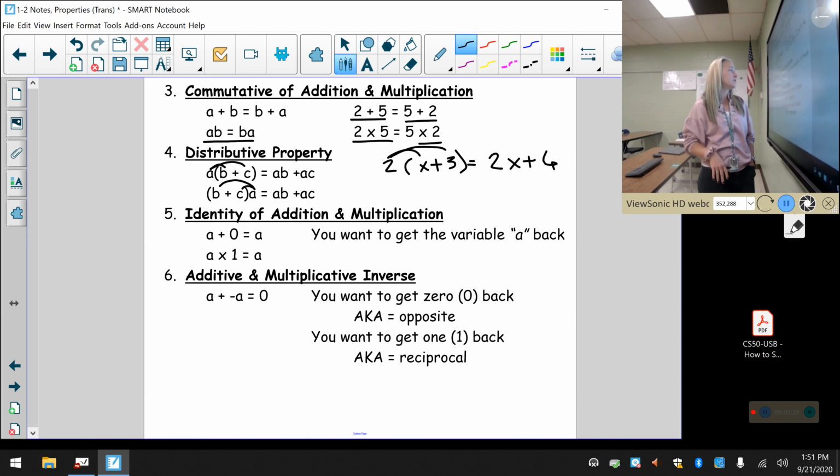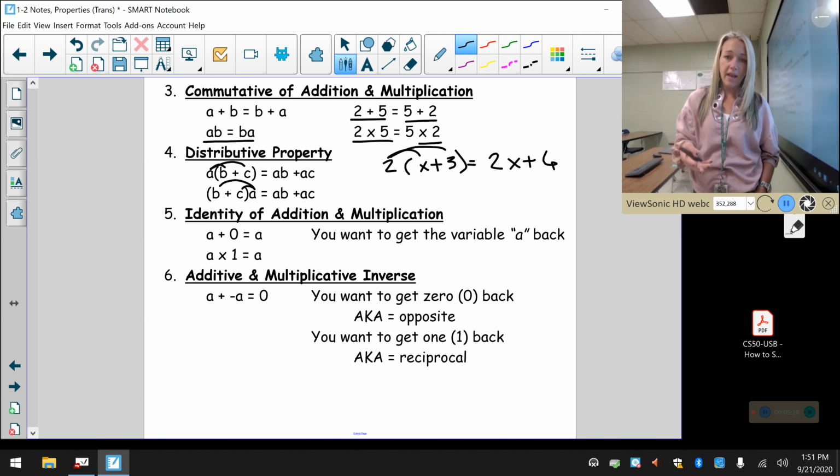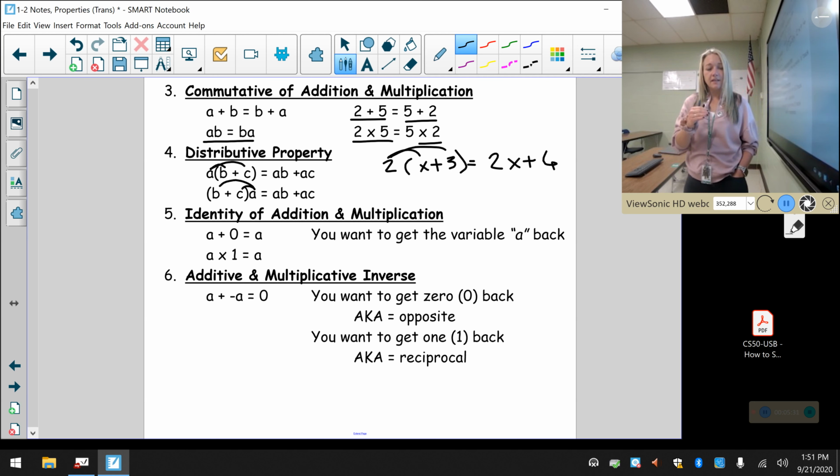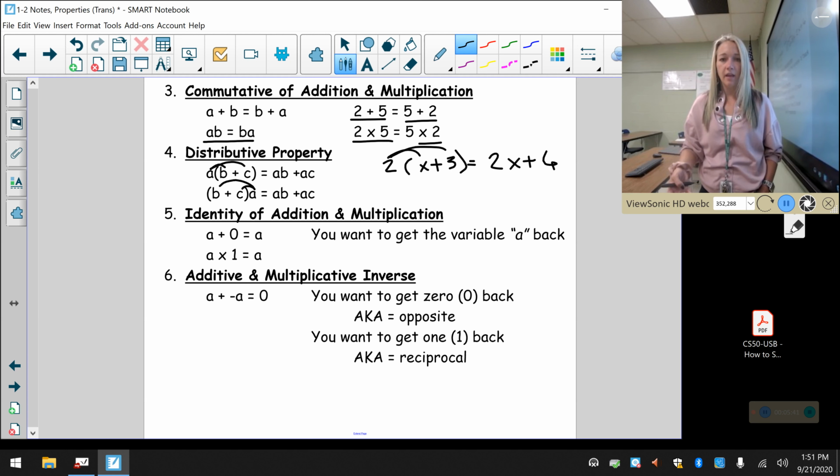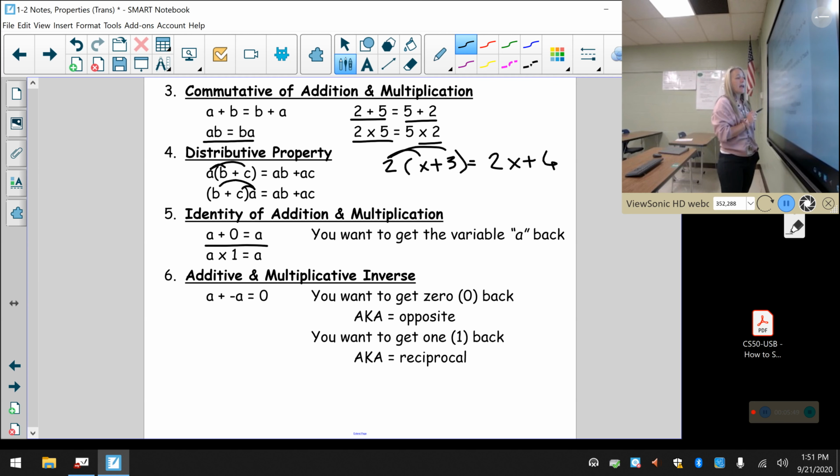Identity of addition and multiplication. This is another one you've probably seen. You just didn't know that there was an actual axiom or name in math that we stick to this. So, A plus 0. We know anything plus 0 gives me just whatever we had. It doesn't change anything. But what we call that is the identity property of addition. Identity property of addition. When we add something to it, you get the same thing back. It doesn't change anything. We call that identity. Same thing with multiplication. A times 1 gives me A.